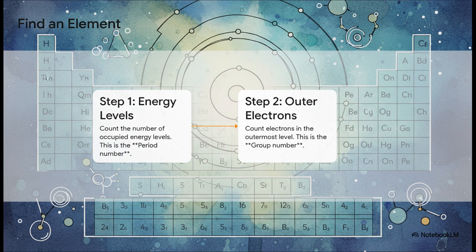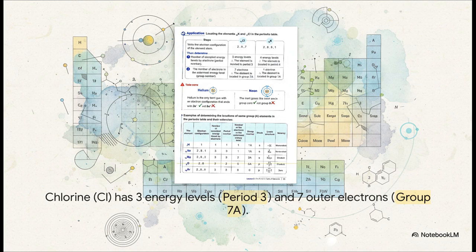Easy. Second, you just count the electrons in the very last outermost level. And guess what? That gives you the group number. That's it. Let's try it with an example.